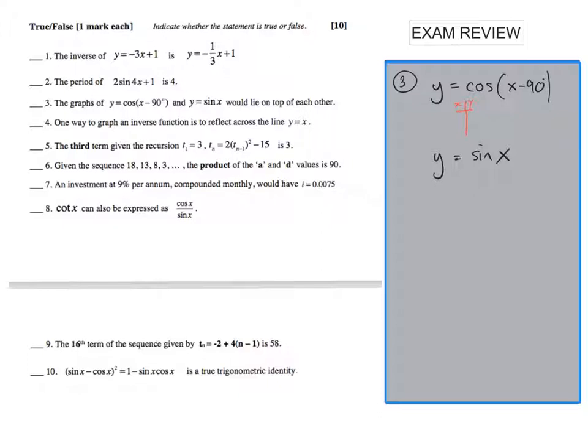If x is 90, we get cos of 0, which we know is 1. If x is 0, then we get cos of negative 90, which we know goes down to 0. And we do the same thing for sine and cos. If we do x is 0, we get 0. And if we do x is 90, we get 1. And therefore they replicate. And you can check that out on the unit circle, both of those.